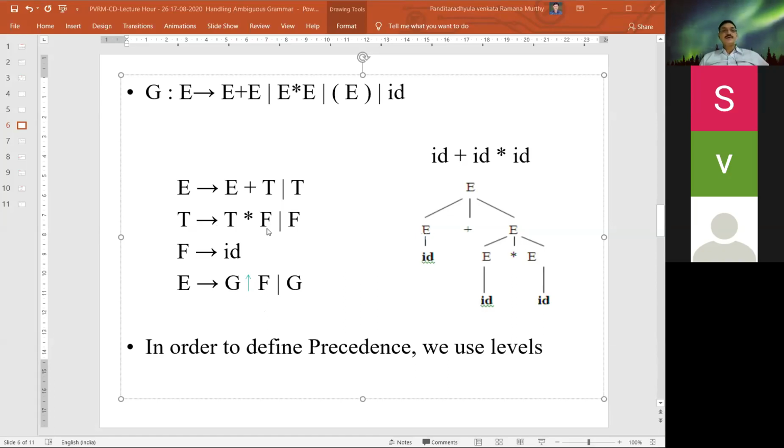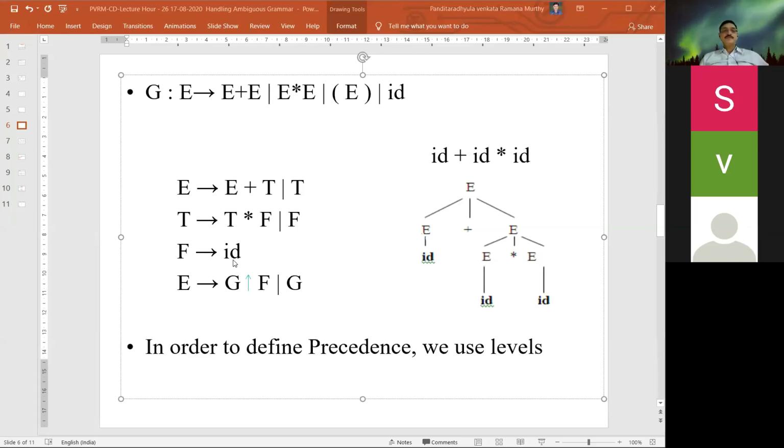T derives T into F. If there is no multiplication sign, then straight away we can come to the F. But the thing is, we can't identify the value of T without knowing F. Okay, without knowing F, we can't compute the value of T. So come back to the F.